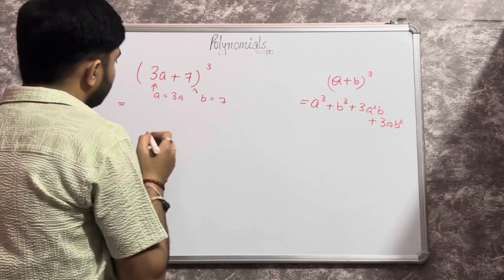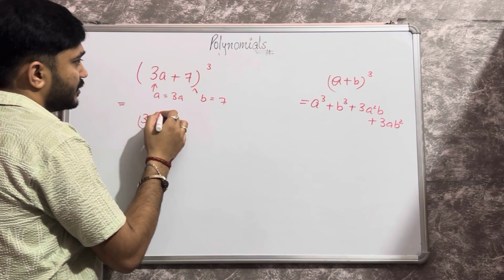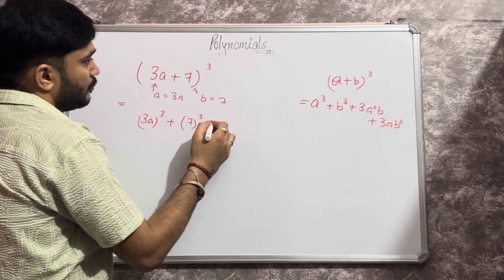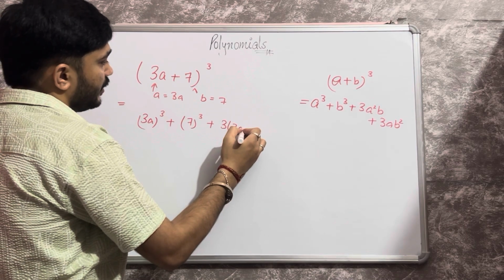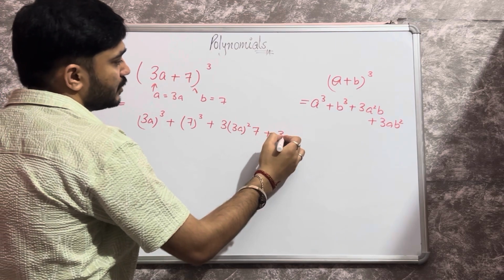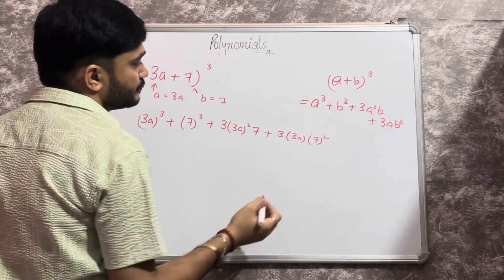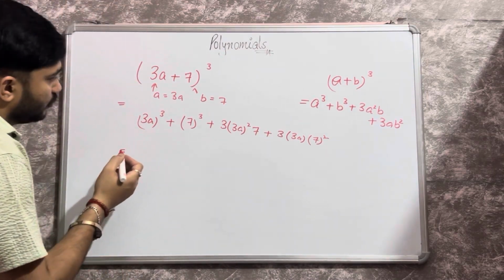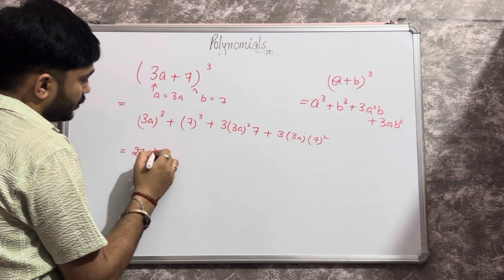So write 3a in place of a in the formula: (3a)³ + 7³ + 3 × (3a)² × 7 + 3 × 3a × 7². Any doubt? Now let us move forward.